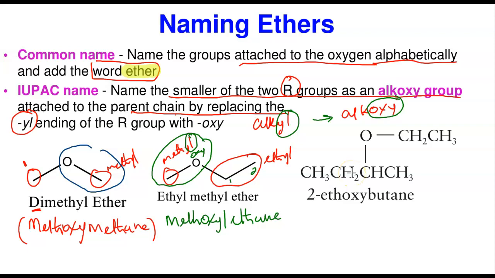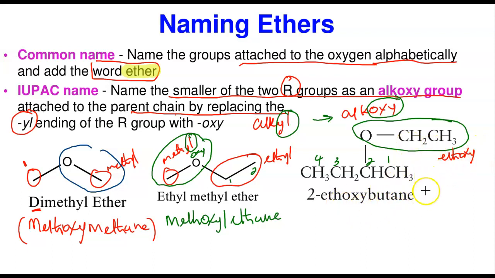Let's take this one as well, which I already named. Now if you count here, the longest chain I have is 1, 2, 3, 4. If you count from here, 1, 2, 3. The attachment becomes number 2. Remember, this attachment is an ethyl group, so it's going to be ethoxy. This is ethoxy now.